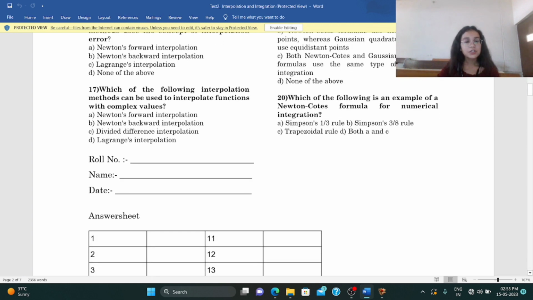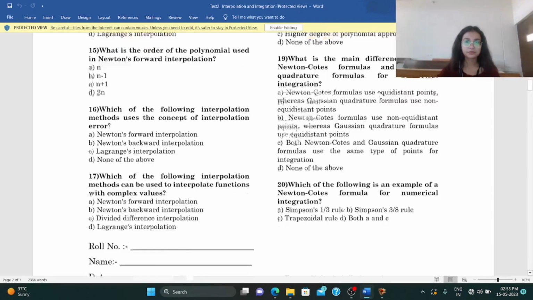Question 17. Which of the following interpolation methods can be used to interpolate functions with complex values? Option A. Newton's forward interpolation. B. Newton's backward interpolation. C. Divided difference interpolation. D. Lagrange interpolation. And the correct answer is Lagrange interpolation.